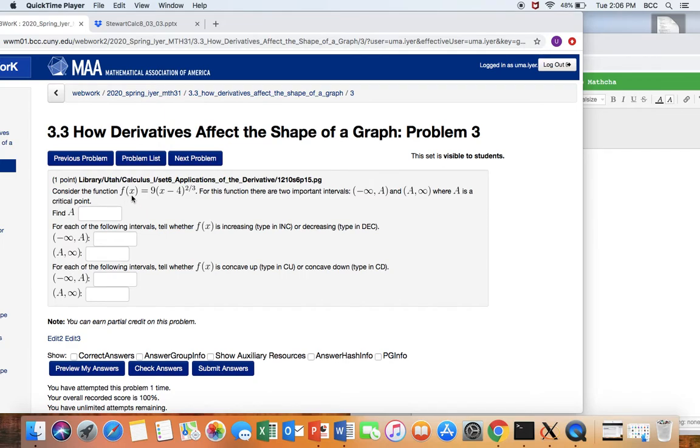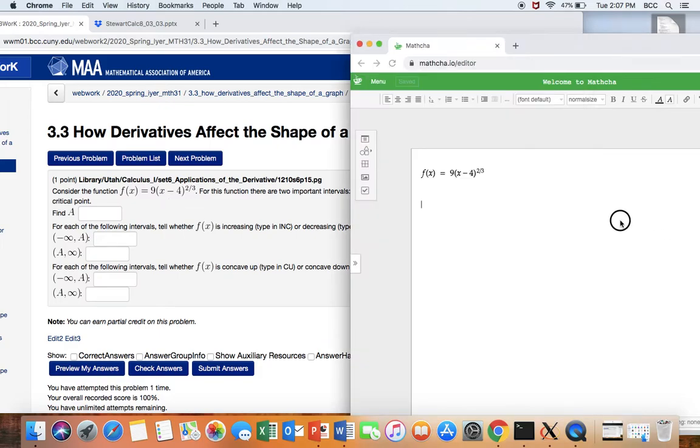Now look at this function closely. It is (9x minus 4) to the power 2/3. Every x is allowed. You understand? Any x I can plug in here. I have to square it and then take the cube root. It's a well-defined function for all real numbers. So f(x) is defined for all real numbers. So f is good. Let's figure out what is f prime of x.